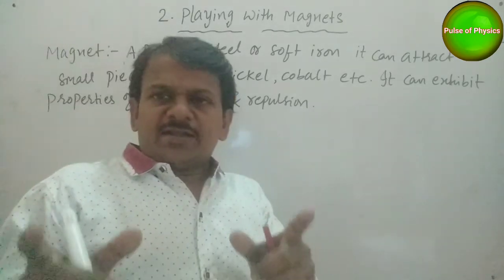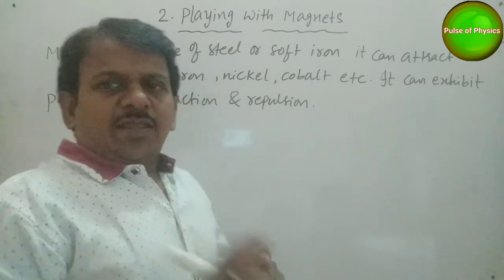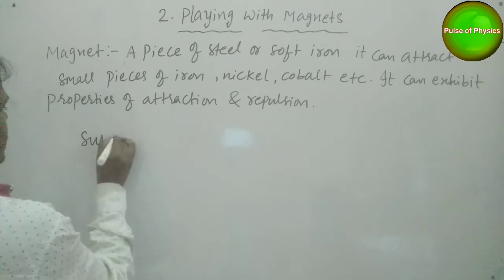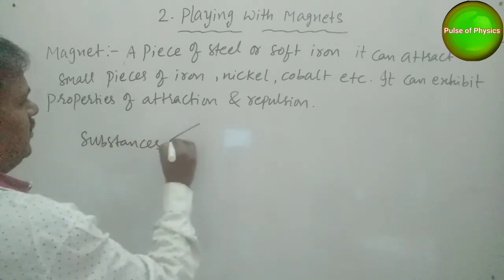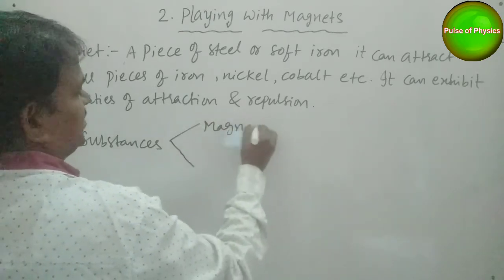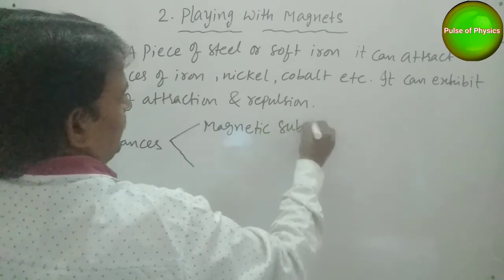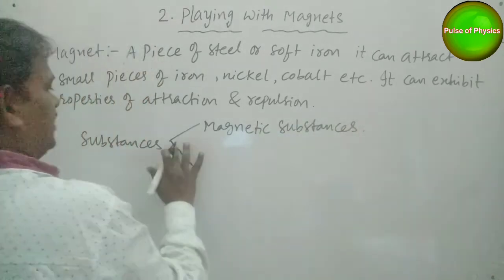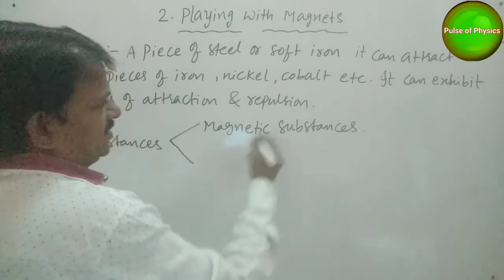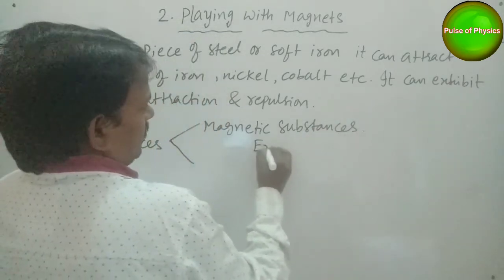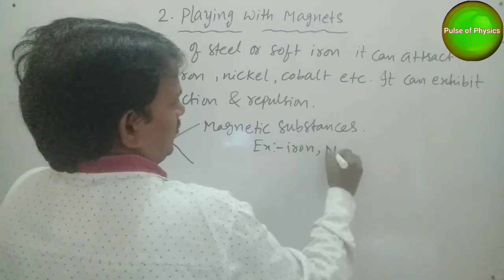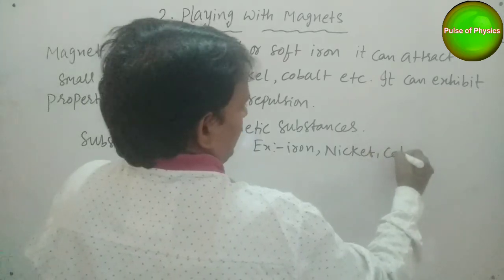Based on these magnetic properties, substances are classified into two types. The first type is magnetic substances. What are magnetic substances? The substances which are attracted by the magnet are called magnetic substances. Examples: iron, nickel, cobalt, etc.